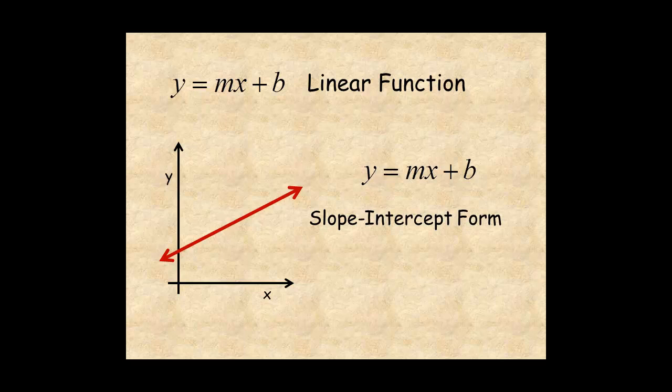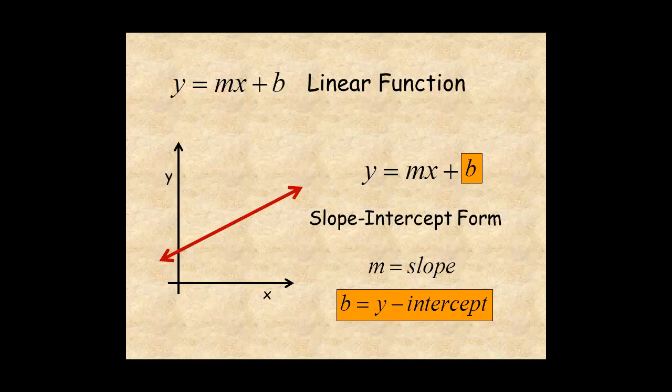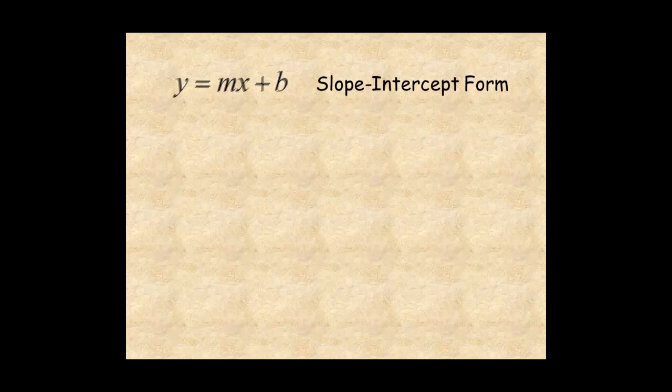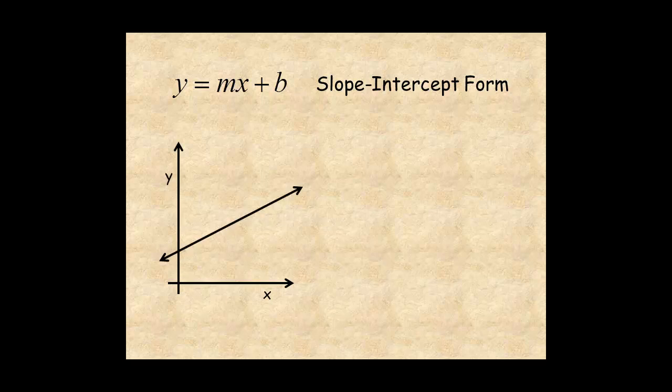It's useful because in this form, the coefficient of the x variable is the slope of the line, and the constant term is the y-intercept. To derive the slope-intercept form of a linear equation, draw a set of axes and any line. Let (0, b) be the y-intercept of the line, the point where the line crosses the y-axis, and (x, y) be the coordinates of any other point on the line.